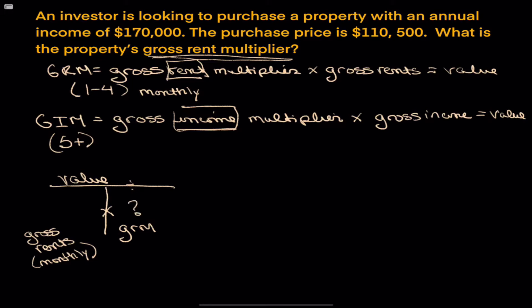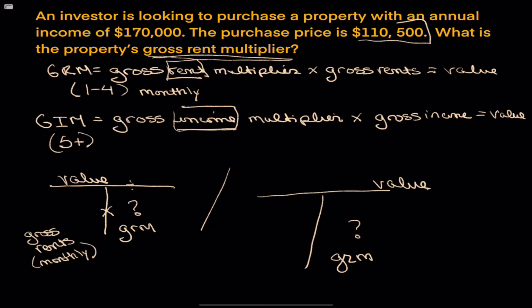So in this case, we're looking for the gross rent multiplier, which means this problem has to tell us a value, and it has to tell us amount of gross rents monthly. So let's just do this, make it a little bigger here. Our GRM is what we're looking for. So our value, in this case, we know that the purchaser bought this property for $110,500. And it has an annual income, notice the word annual here, annual income of $170,000. Remember, we need this to be monthly.